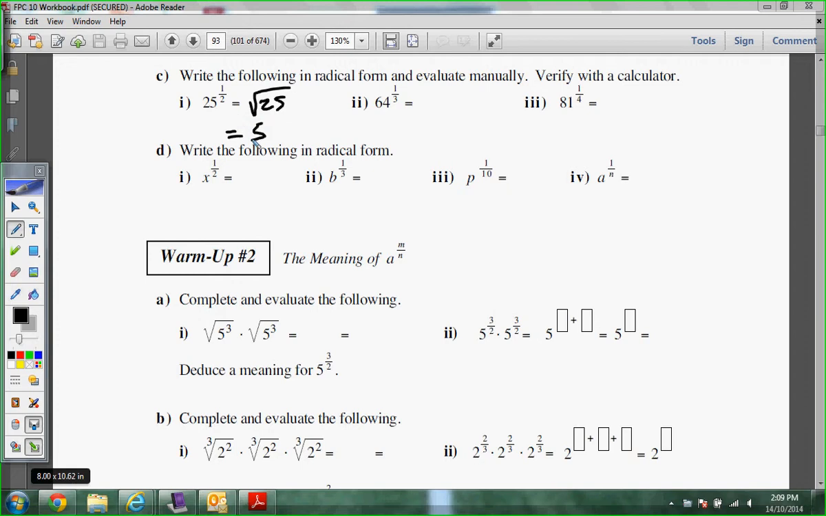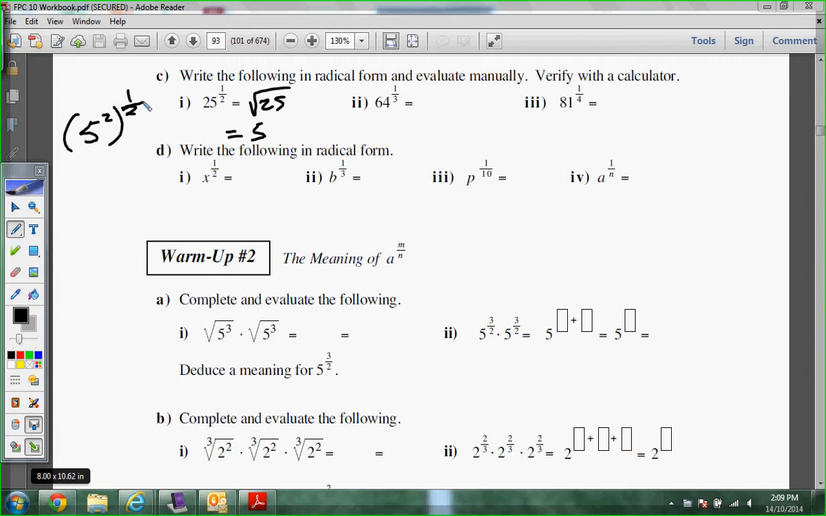Want to see another thing I'll show you real quick? You can write 25 as what? 5 squared, right? What's our power to power rule? What's 2 times 1/2? 1. 5. Hey! Magic again. You guys like magic tricks.